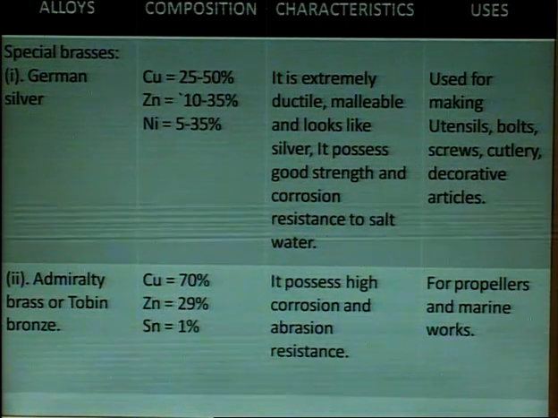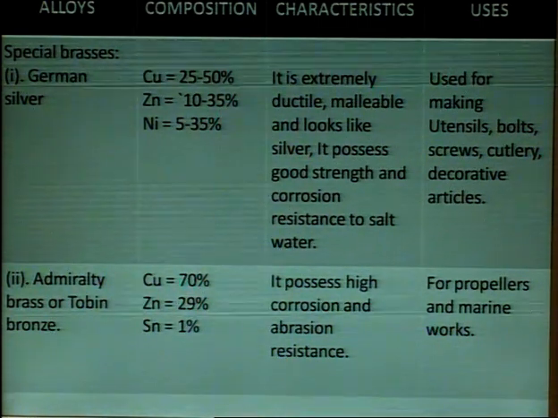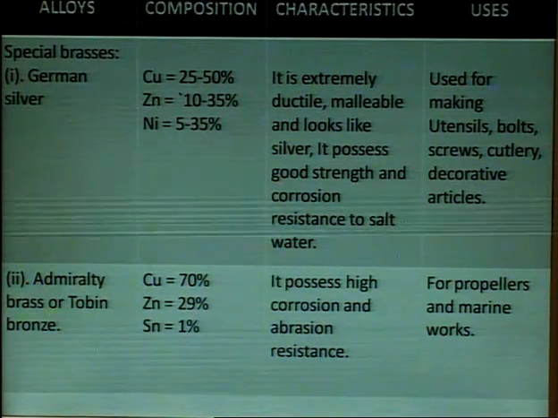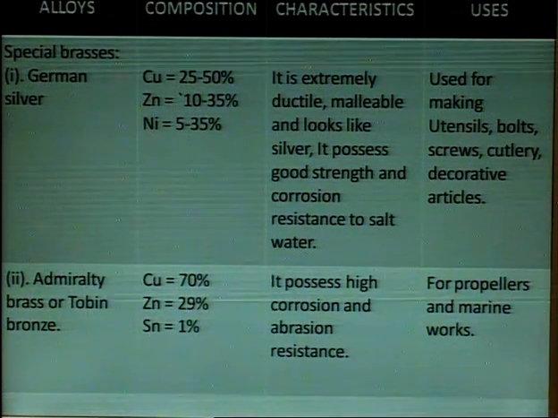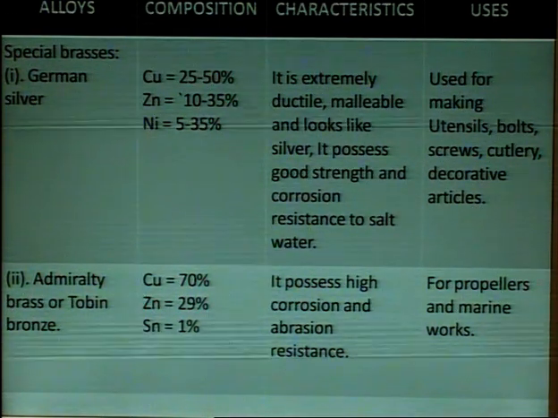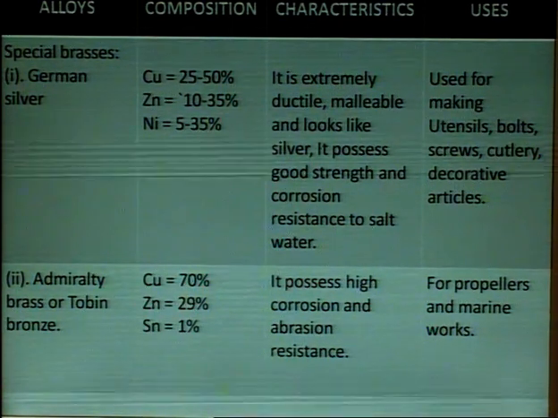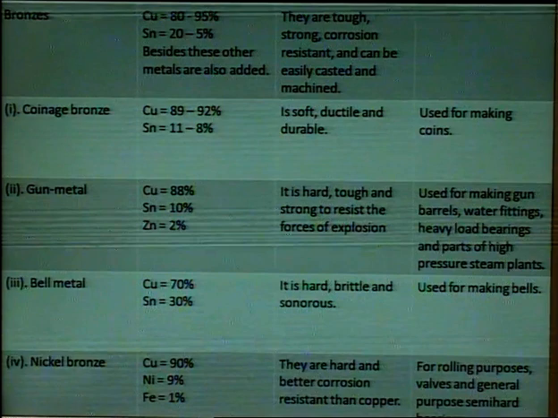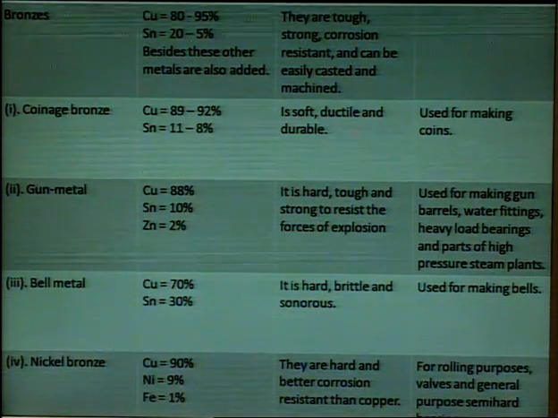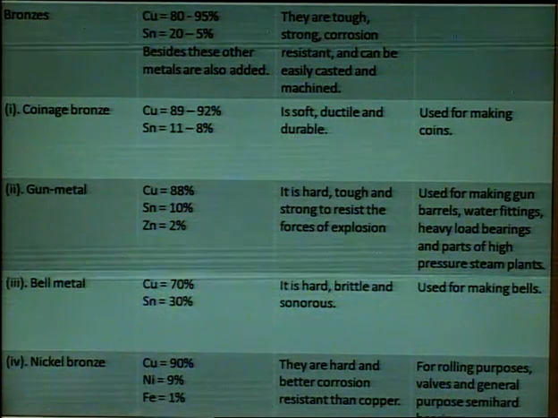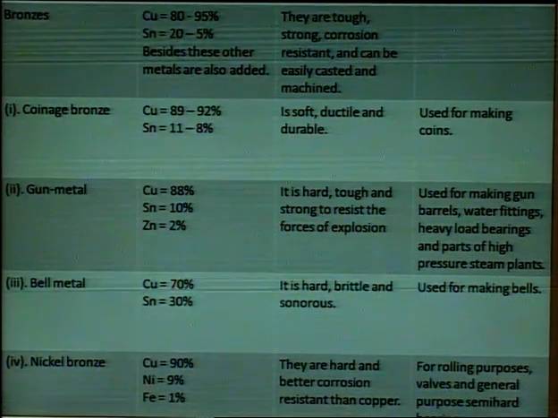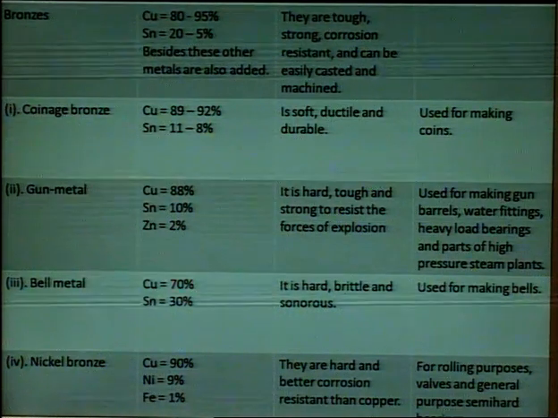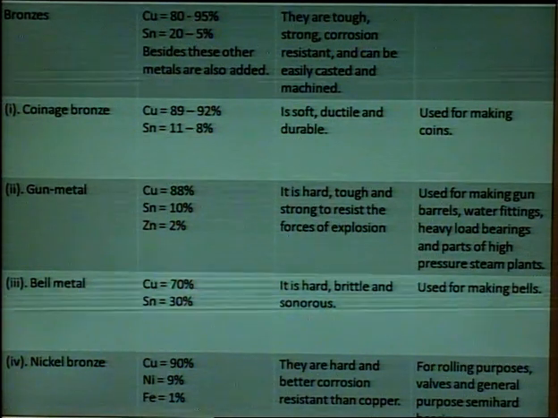So, Tobin bronze has copper 70%, zinc 29% and tin 1%. It possesses high corrosion and abrasion resistance. This bronze is used for propellers and marine works. In bronzes, copper, tin and zinc are used. The coinage bronze has a composition of copper 89% and tin 11%. It is soft, ductile and durable. It is used for making coins.